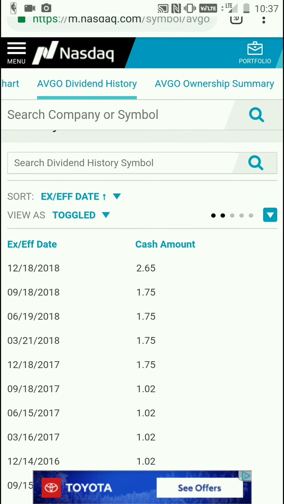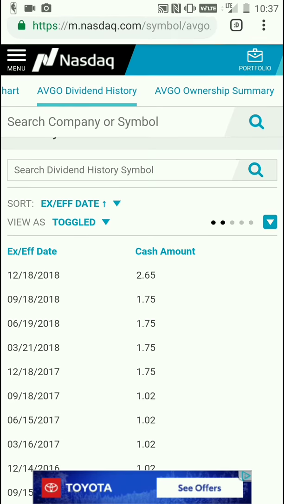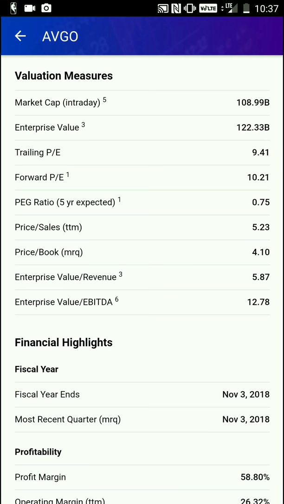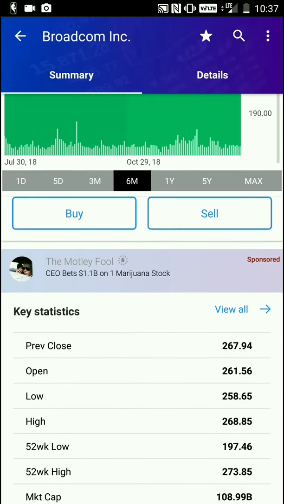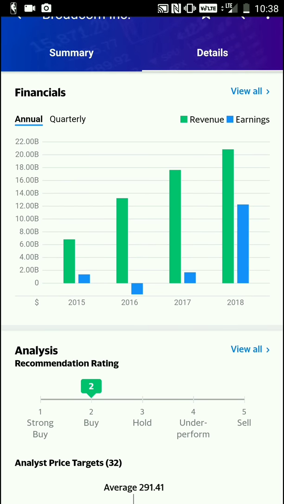Second reason, paying an awesome dividend of 4%. And my third reason is I'm going to look at their profit margins. Before we do that, I just want to look at their revenues. From 2015, it's around 7 billion, 2016 about 13 billion, 2017 almost 17 billion, and then 2018 they got 21 billion. So in the last 4 consecutive years, they're constantly increasing their revenue, which is a very strong sign.